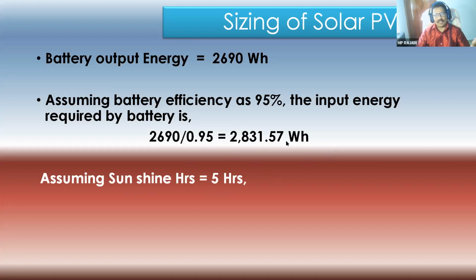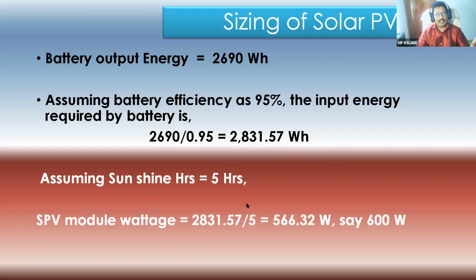So you divide the watt hours by the hours, and you will get the wattage requirement of the solar PV.